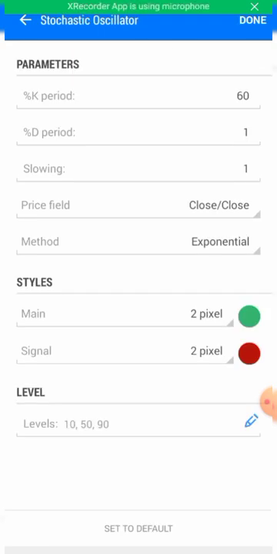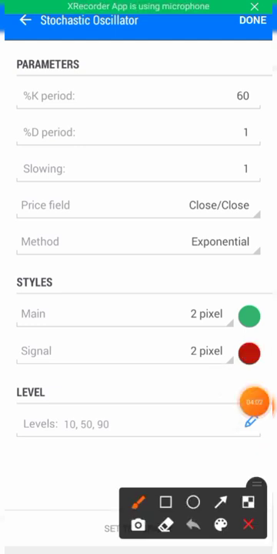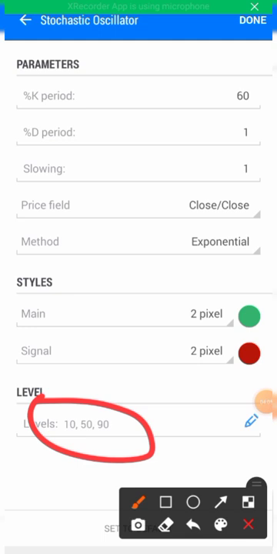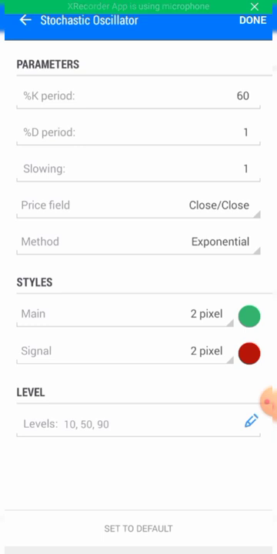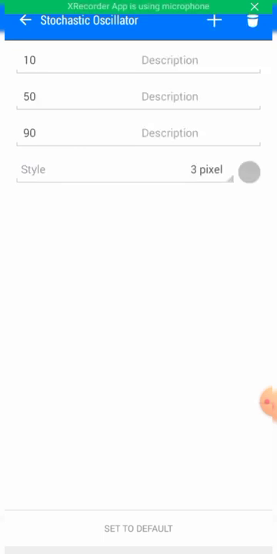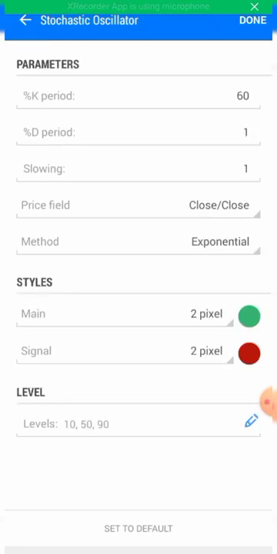So these are the settings for the stochastic oscillator. You can see K period is 60, D is 1, slowing 1. You can quickly screenshot this so that we can forge ahead, because I don't want the video to be very long. See the levels, this is the important part. We have level 10, level 50, and level 90. You simply add those levels, and then you click done.